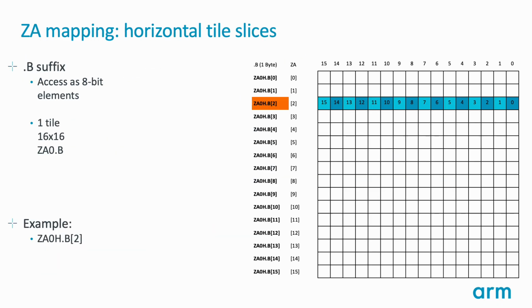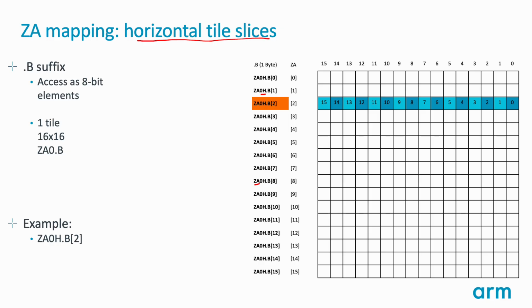How do we access it? ZA0H.B2, the B indicates that we are accessing a byte element. And here you want to access the complete ZA0, that is tile 0. Since it is for 8-bit access, the complete ZA storage forms one tile, that is ZA0. And what we are accessing is the horizontal slice of the tile. The ZA0H represents that you are accessing the horizontal tile slice.